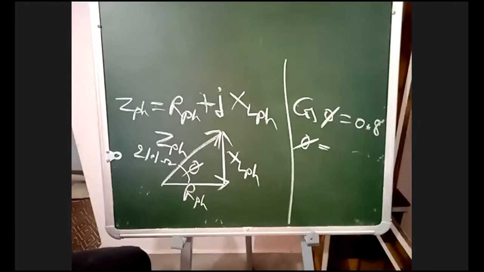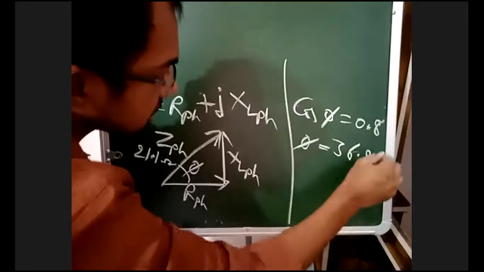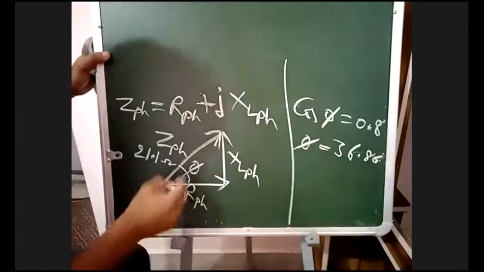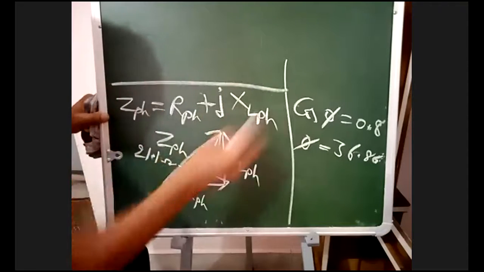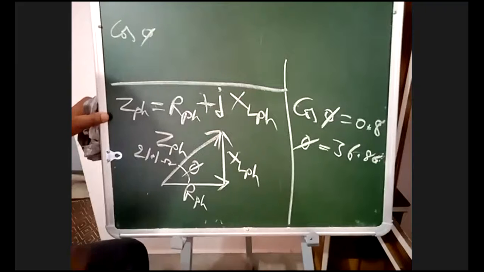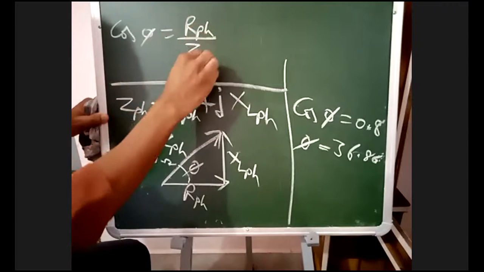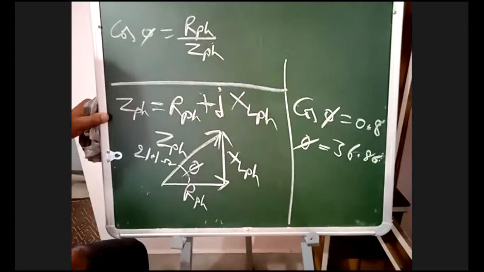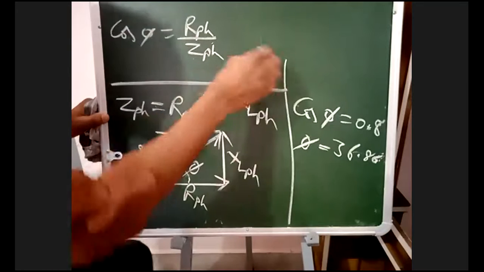What is cos inverse of 0.8? 36.86 degrees. This is your phi. We know phi also. Then from this right angle triangle, what is cos phi? Cos phi is equal to R phase by Z phase. From this, R phase is equal to Z phase multiplied by cos phi.